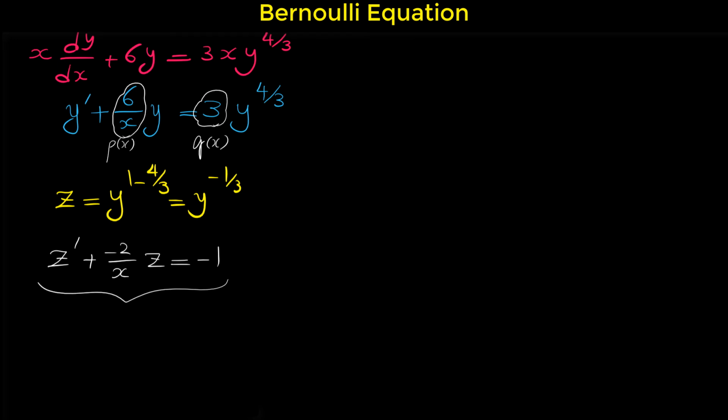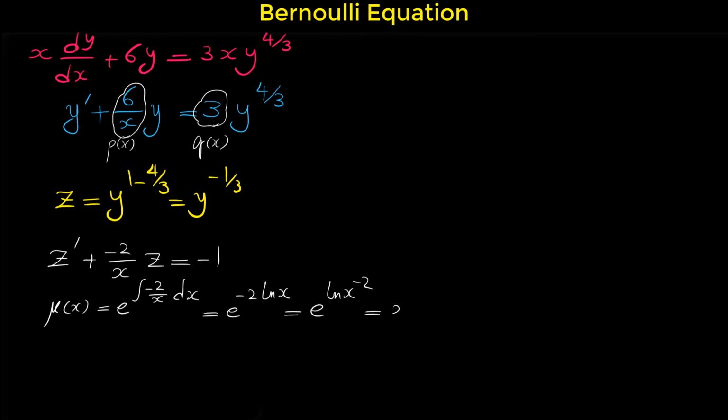For solving this equation, first we have to find the integrating factor. The integrating factor is e to the power of integral of negative 2 over x dx, which is e to the negative 2 ln of x, and this equals e to the ln of x to the negative 2. Finally, this is x to the negative 2. So the integrating factor is x to the negative 2.